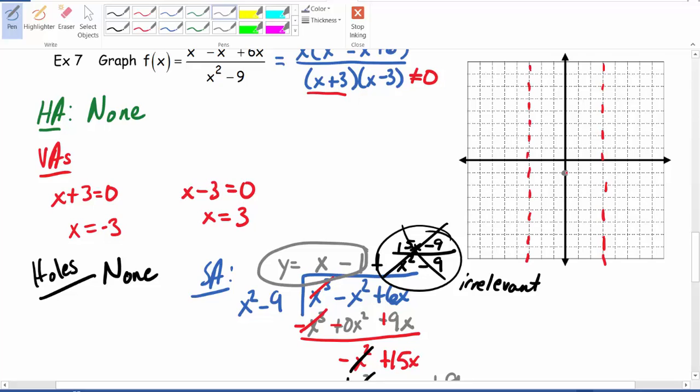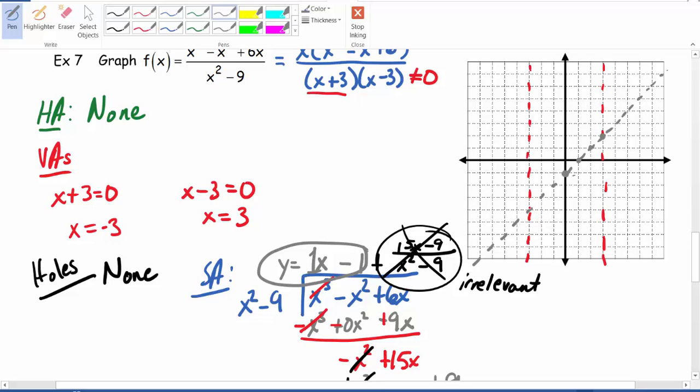So there is negative 1 for the y-intercept, and we do have a slope of 1. So from that point, we're going to go up 1 over 1, 1 over 1. Same thing in the other direction. So more or less, we should see some asymptotes doing something like that.